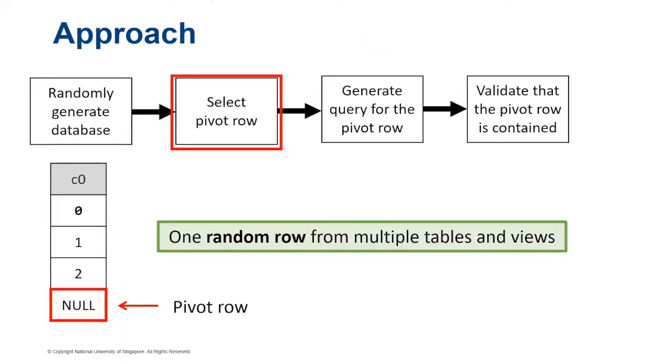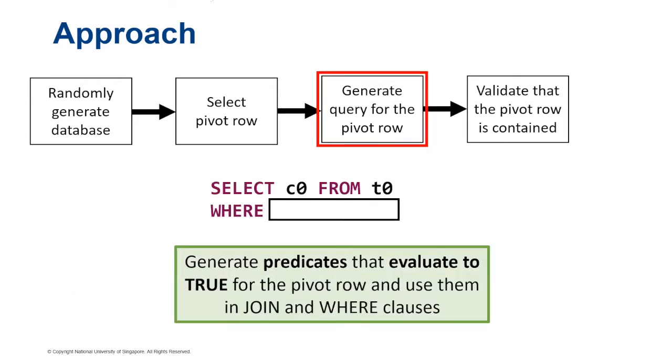So the idea is as follows. In the first step, we select this pivot row, which is conceptually only a single row, but it might actually stem from multiple tables and views. Then as a second step, we need to generate a query that indeed fetches the pivot row. So we don't really care about any of the other rows in the database. We want to simplify the problem by only considering one row at a time. And there the insight is that we only need to generate predicates that evaluate to true for the pivot row. And then we can use them in any kind of join clause, for example, also left join, right join, and so on, and in where clauses, knowing that the pivot row should be part of the result set.